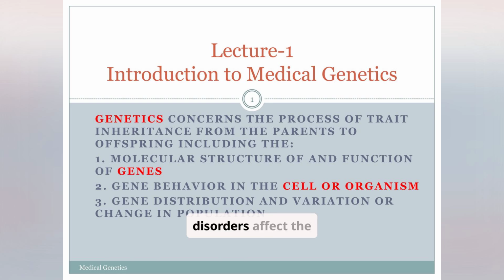Mitochondrial genetic disorders affect the mitochondria, the energy-producing parts of our cells. These disorders are often due to mutations in mitochondrial DNA. Examples include mitochondrial myopathies, which cause muscular problems, and Leber hereditary optic neuropathy, LHON, a frequent mitochondrial disorder that causes visual failure.